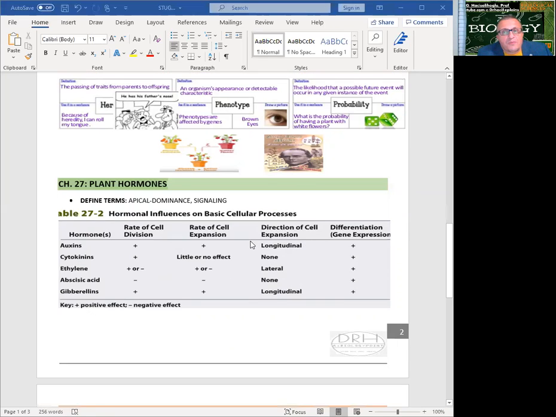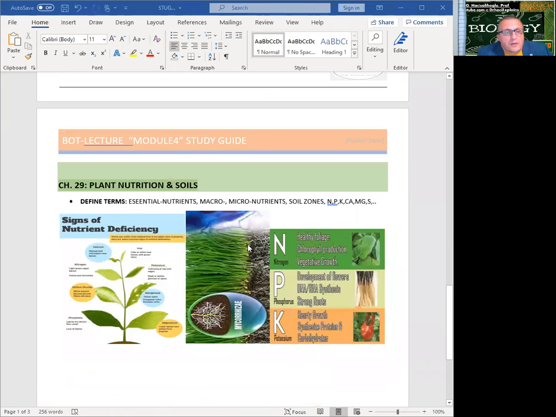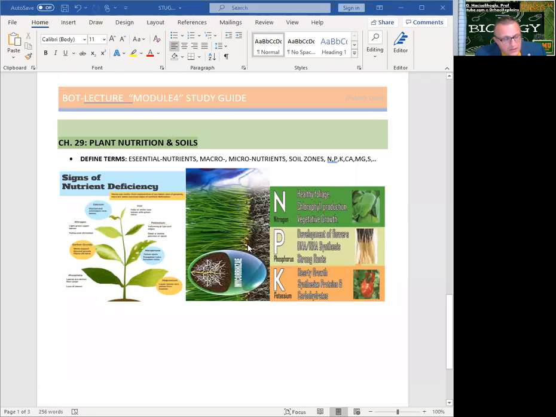And our next chapter is basically plant nutrition and soils. This chapter is very important because, as we know, most plants are grown in the soil, and they get most of their nutrition from the soil, right? So there are several different types of soils, but some are more fertile than others, like loam types of soils. Loam is considered the most fertile or best soil in the world.